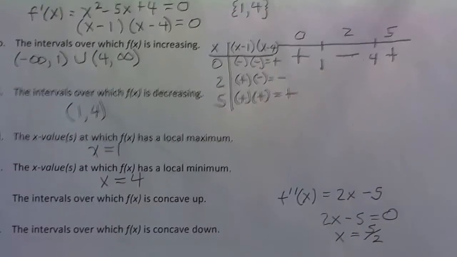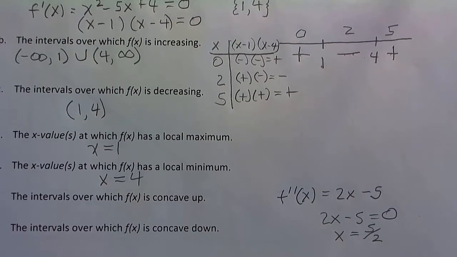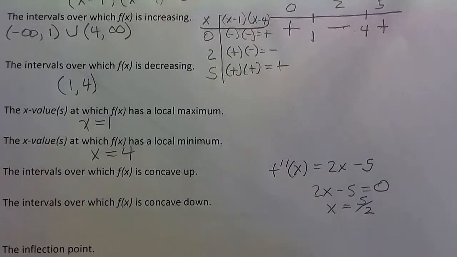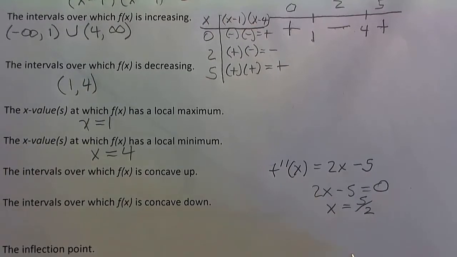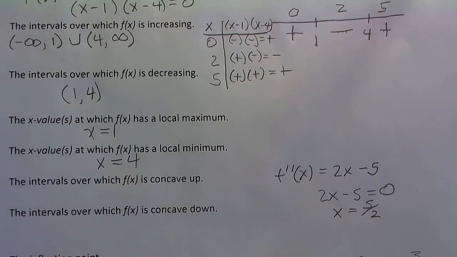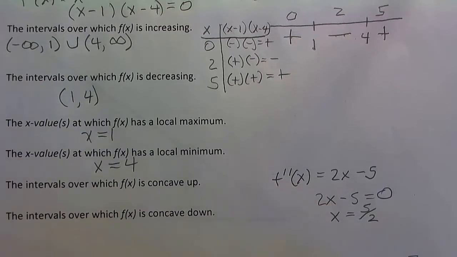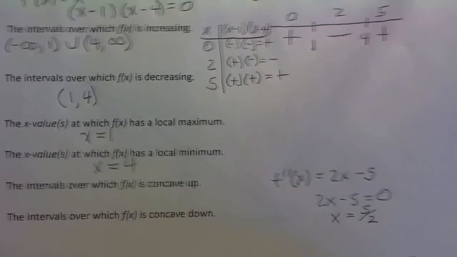So I set it equal to 0, and what I get there is a possible point of inflection. So I'm going to make a number line, put a 5/2 here, and pick a number to the left, which I'll pick 0, and a number to the right. I guess I'll pick 3. And I plug that into the second derivative. If I plug in a 0, I get a negative. If I plug in a 3, I get a positive.